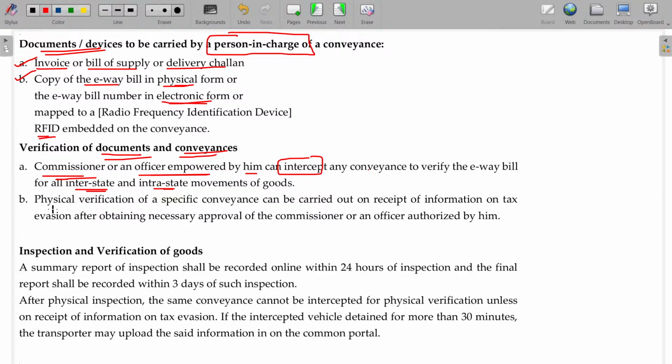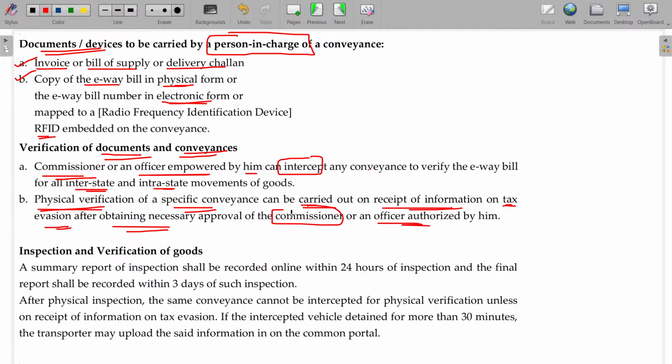Then the next one is physical verification. You ask them to open the container, go and check. Physical verification of a specific conveyance can be carried out on receipt of information on tax evasion. Voluntarily, you cannot ask the driver to stop for inspection, and asking them to open it will also not be available. Necessary approval must be obtained from the Commissioner or an officer authorized by him. So, a lot of malpractices will now be curtailed.